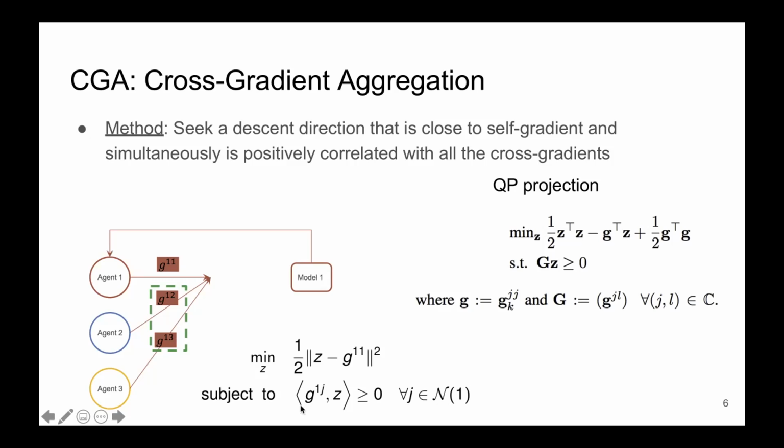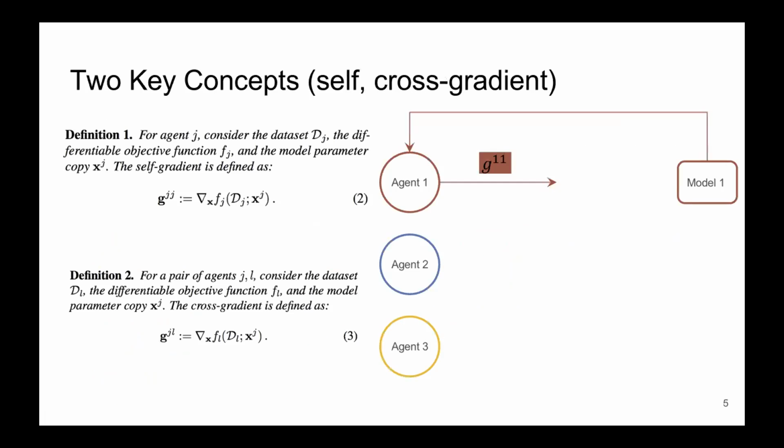So Jiahao, in this case, okay. Can I check the cross gradient definition again? Sorry, I missed that information. I was checking a message just now. Yeah.